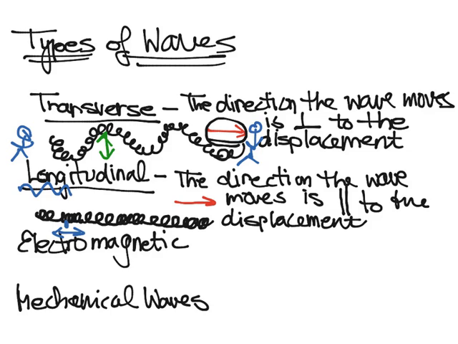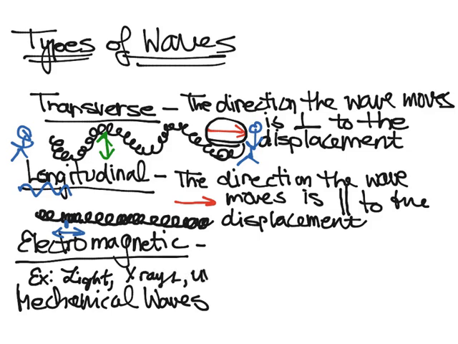Okay, so the other two types of waves are electromagnetic waves and mechanical waves. Electromagnetic waves, and I'm going to give you examples first. Examples would be light, X-rays, UV rays, infrared. And a lot of you will be writing about electromagnetic waves in your paper.